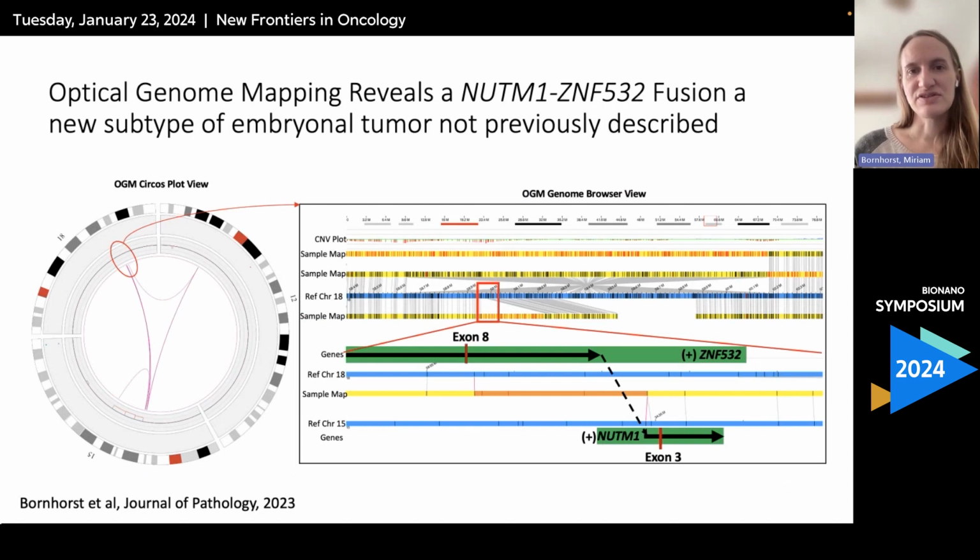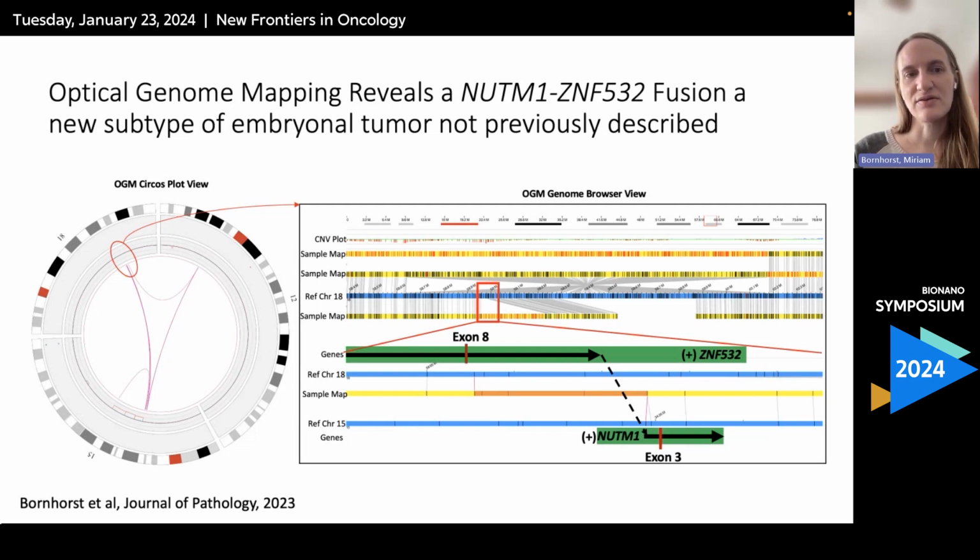And when we did our optical genome mapping, this was the patient that had that NUTM1-ZNF532 fusion, which really is a new subtype of embryonal tumor that was not previously described. This fusion has been seen in other types of head and neck tumors that have very similar pathological features, but had not been described in a brain tumor before.